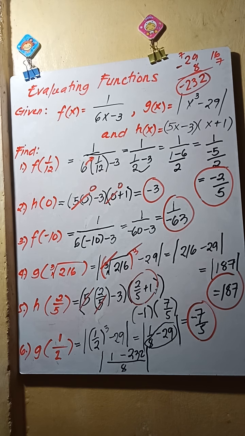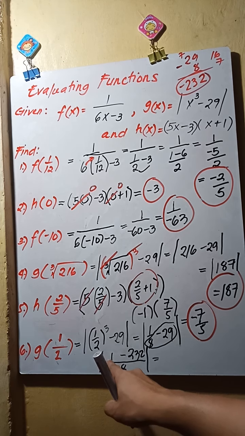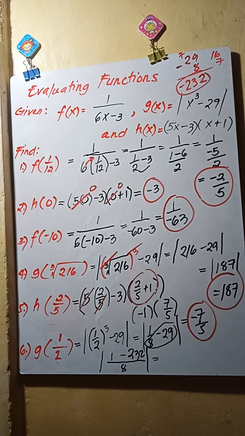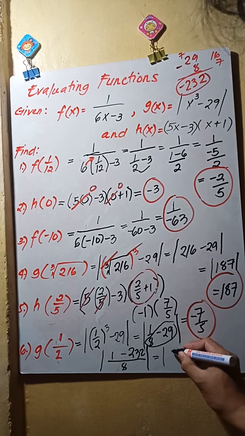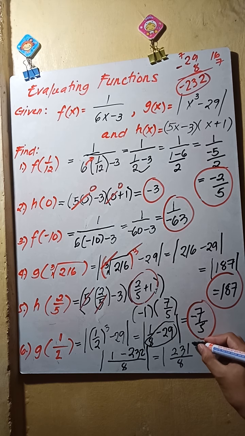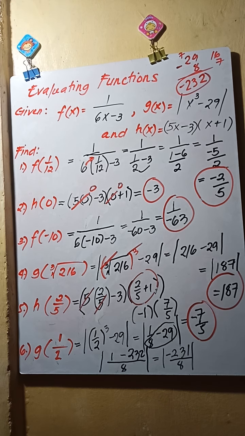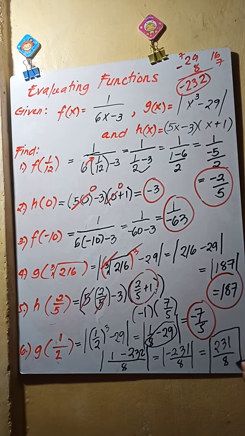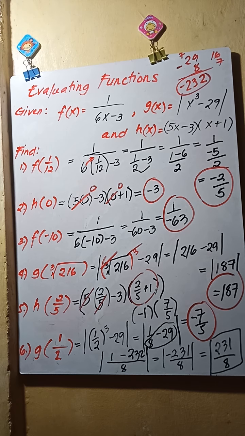Do you see? So, 1 minus 232 all over 8. Then evaluate 1 minus 232. We just subtract one. So the absolute value of negative 231 all over 8. As I said earlier, everything inside the absolute value is positive, so when you find the absolute value, it becomes positive. So that is 231 over 8. Again, that is our final answer.